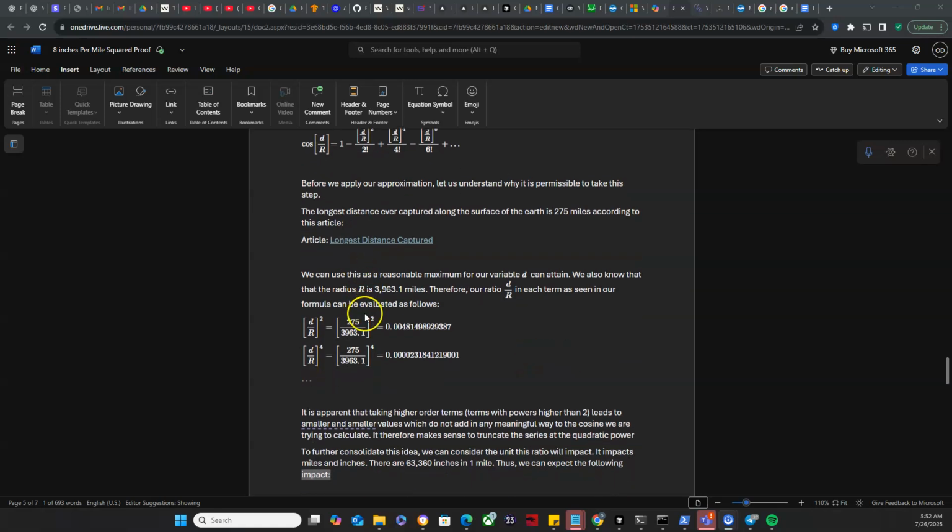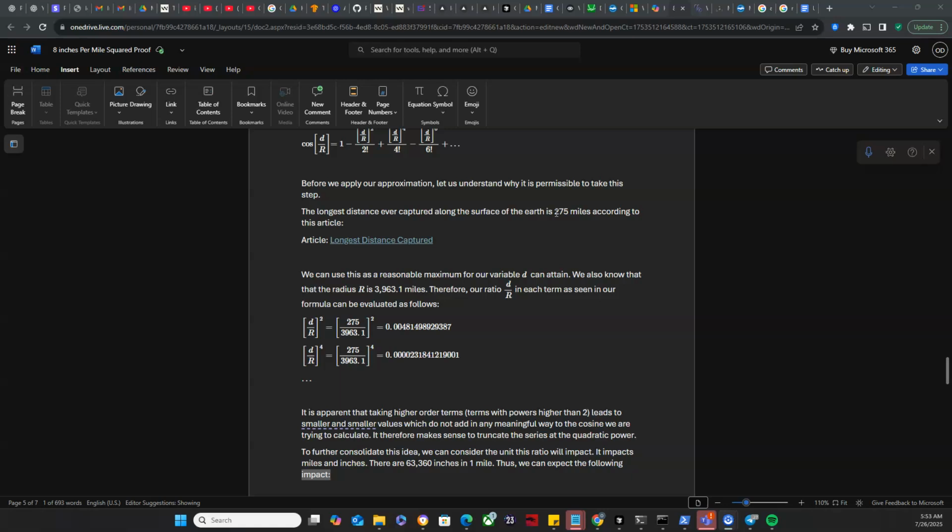Now note that by using 275, which is the longest distance ever recorded, it implies that we cannot go beyond this. So this is the maximum. I'm taking this as my maximum.